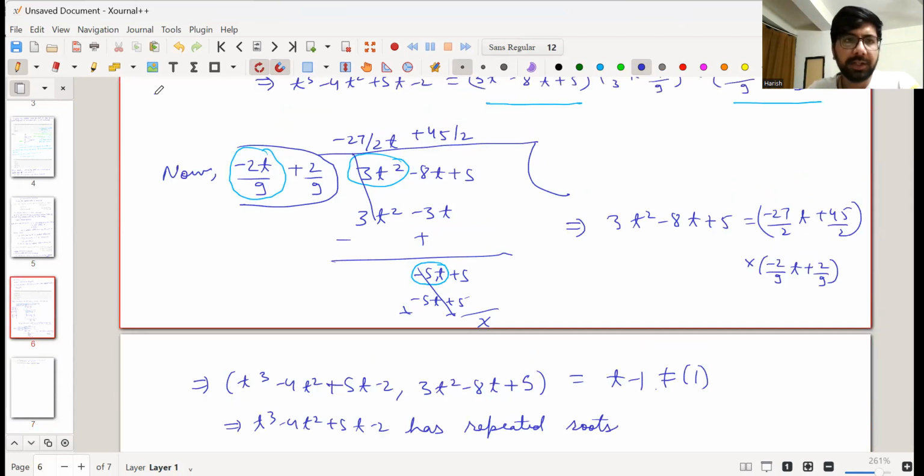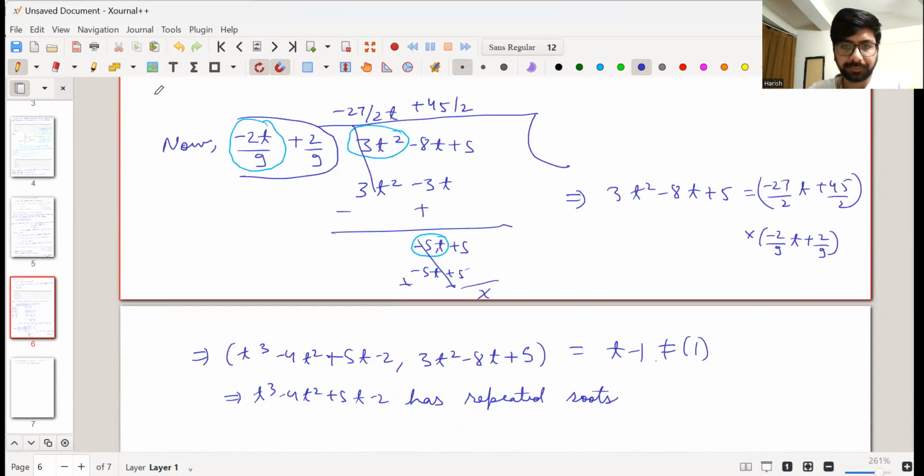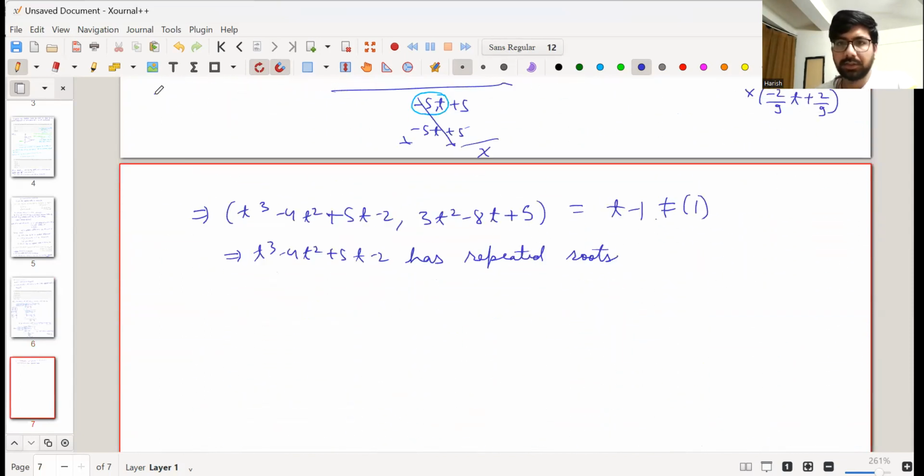What was the field in consideration? Qt. Yes. Okay. So that is the idea in Qt. Okay, so the next one I can simply write, and you can just check your calculations.